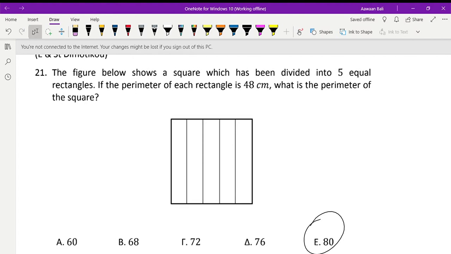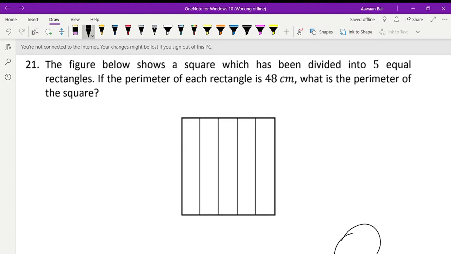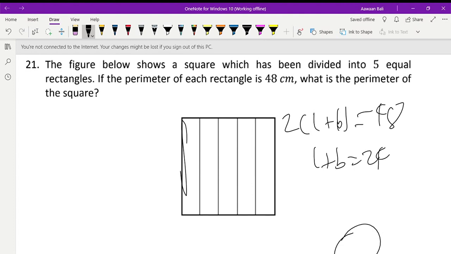So, question number 21. The figure below shows a square which has been divided into 5 equal rectangles. The perimeter of each rectangle is 48 centimeters. What is the perimeter of the square? Okay, so 2 times (L plus B), where L is the length of the rectangle and B is the breadth of the rectangle. But you could also say 2 times (L plus W) if you say width. Either way. Now basically, we know that's 48. Well, let's just say if it's breadth. So that's 48. Now we can divide both sides by 2. L plus B is 24.